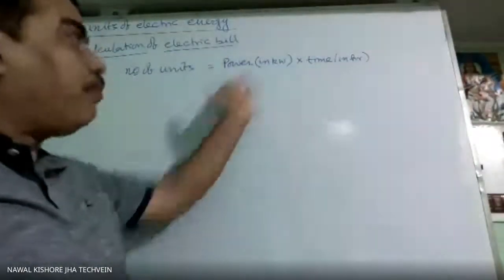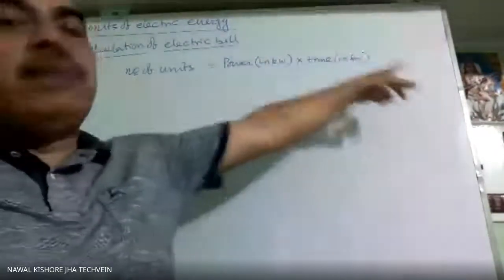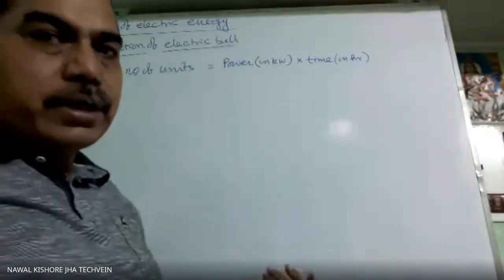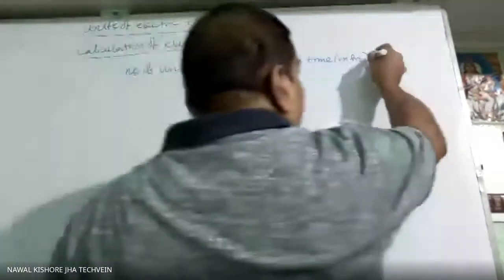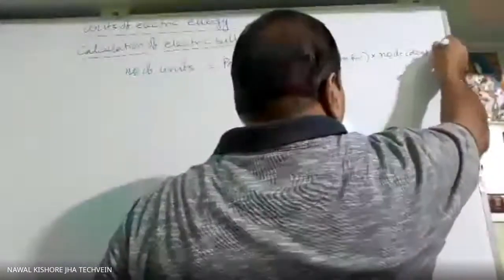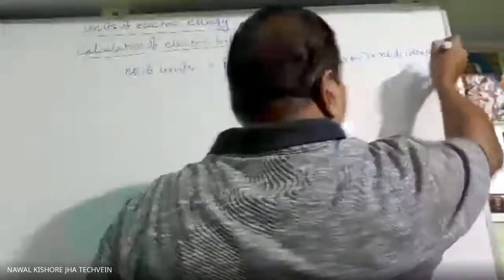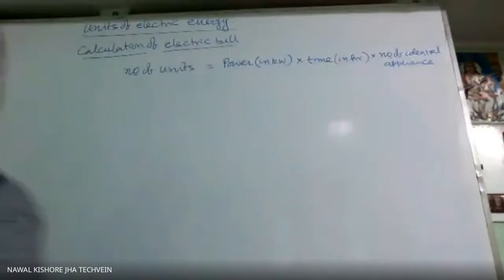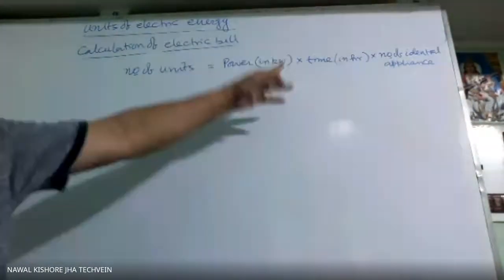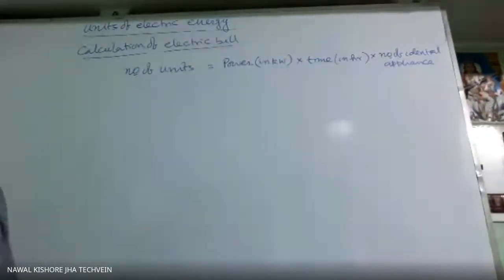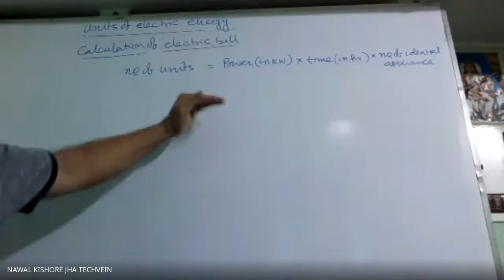If more than one appliance is there, identical ones, then multiply by the number of identical appliances. Suppose 3 tube lights, 5 fans, like that it is given. Then you will multiply it by the number of identical appliances. So if time is given as hours per day, then first you will calculate the number of units per day. Then we will calculate whatever is asked.